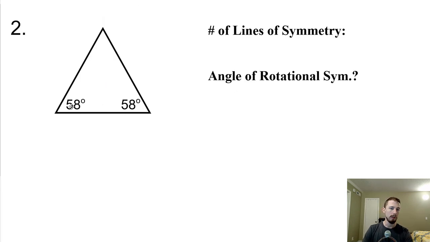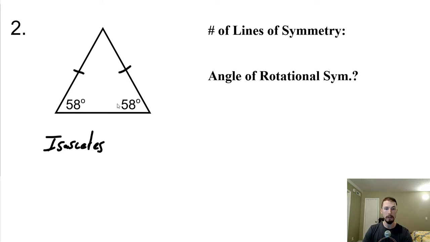All right, on number 2, these angles here, 58 and 58, if the base angles are congruent, that tells us that the two sides are the same as well. So this is an isosceles. I might have spelled that wrong. I don't care. I teach math. All right, so isosceles triangle, which means two sides are the same. The third side's not necessarily the same.